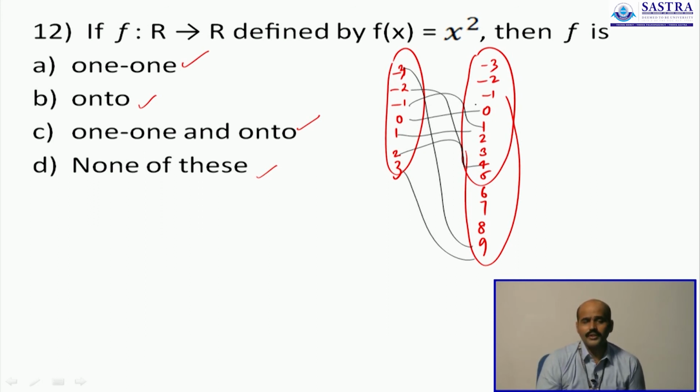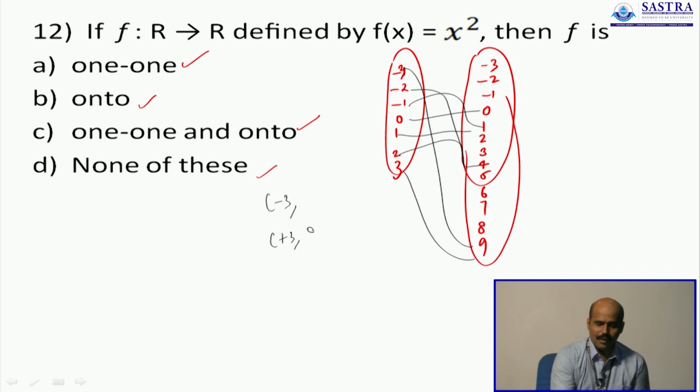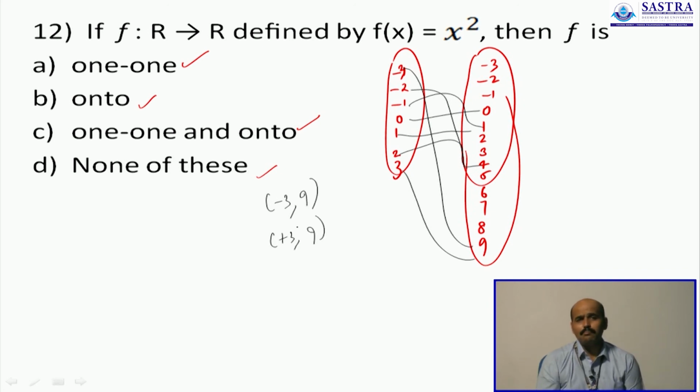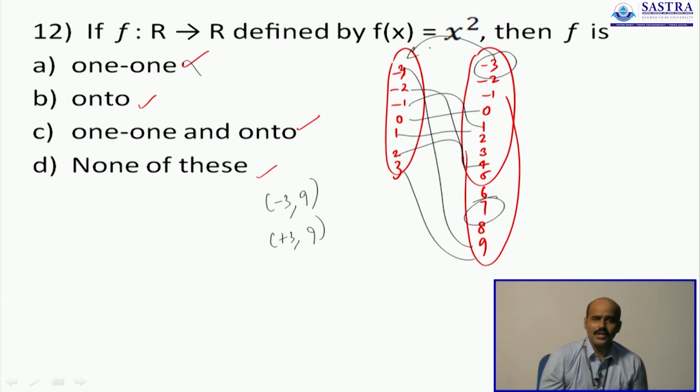Now can you call this function one-to-one? You cannot, because both minus 3 and plus 3 are mapped to the same number 9. So it's a many-to-one function, not one-to-one, therefore this is wrong. And we just saw that this function cannot be an onto function because minus 3 doesn't have a pre-image in the set of real numbers. You take any real number, the square is always going to be positive, it cannot be negative. Therefore minus 3 cannot be the square of any real number, so it doesn't have a pre-image, therefore it is not onto.